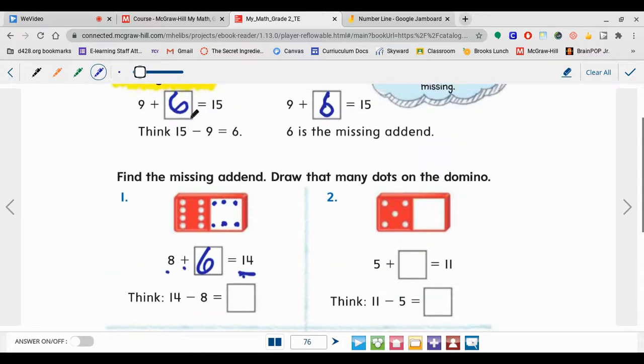Well, just like we did up here, we can also turn this fact around. So we took my largest number and made that the beginning of my subtraction problem. And just like up top, I used my addend to be the part that I subtracted away. And then my answer was that missing addend. So 14 minus 8 equals 6.